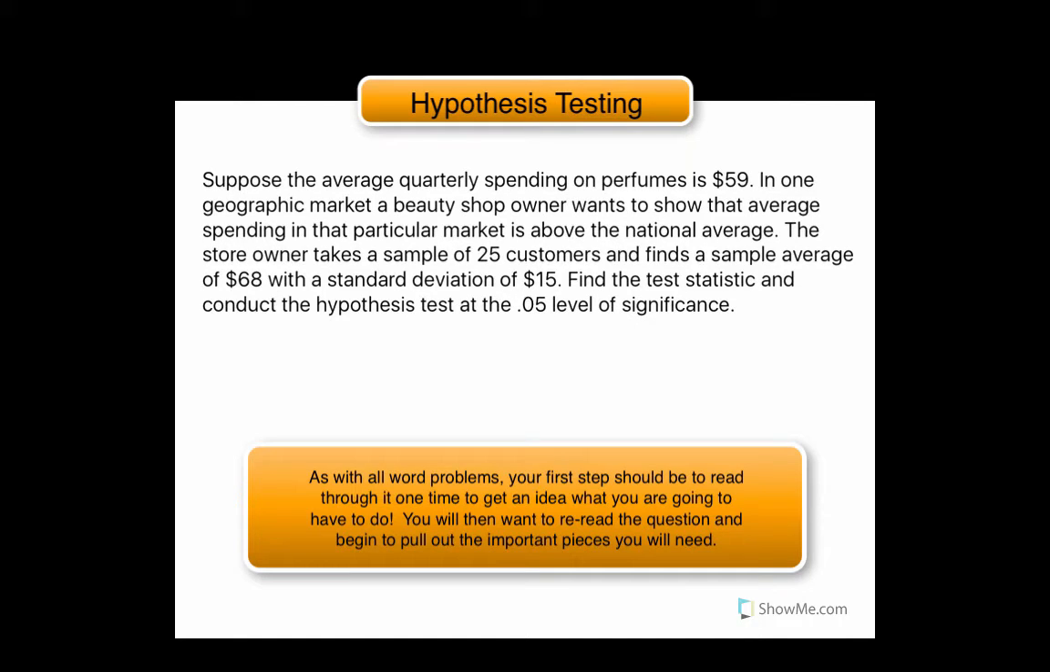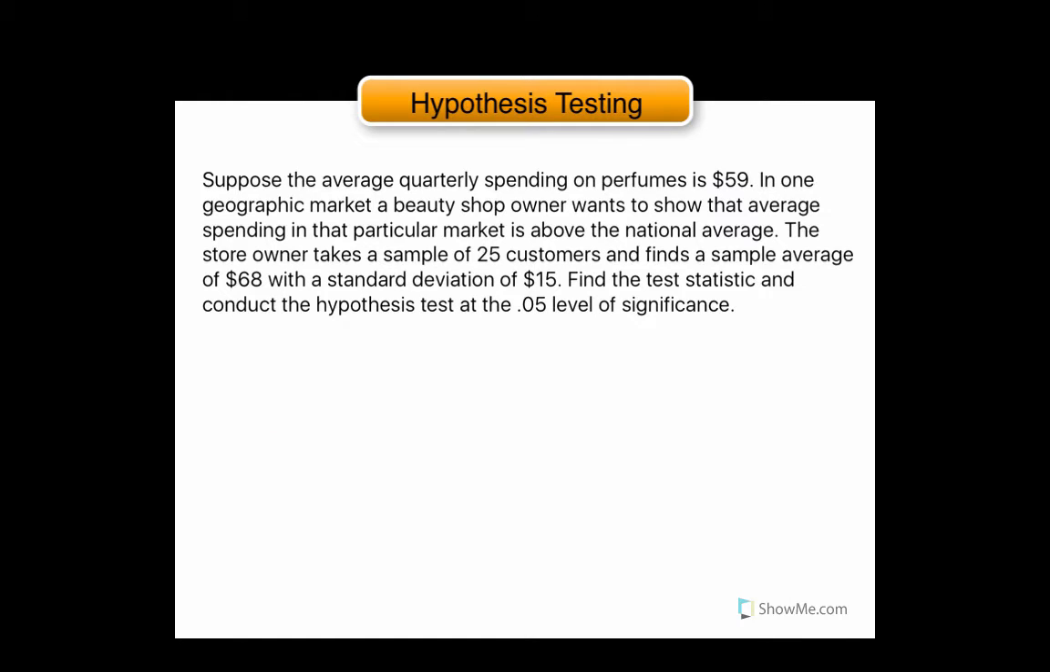It says, suppose the average quarterly spending on perfumes is $59. In one geographic market, a beauty shop owner wants to show that average spending in that particular market is above the national average. The store owner takes a sample of 25 customers and finds a sample average of 68 with a standard deviation of 15. Find the test statistic and conduct the hypothesis test at the 0.05 level of significance.